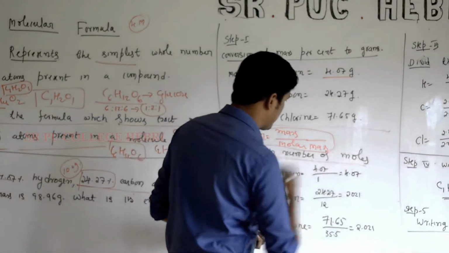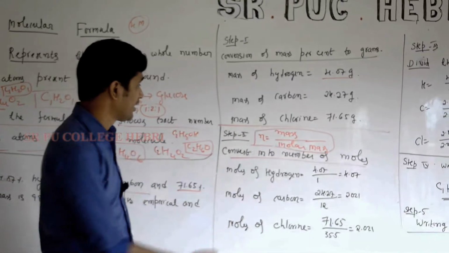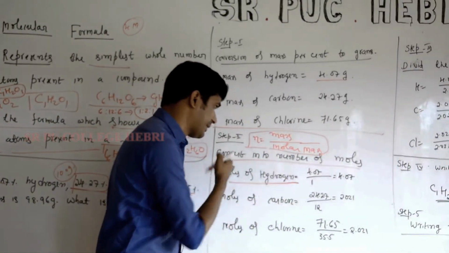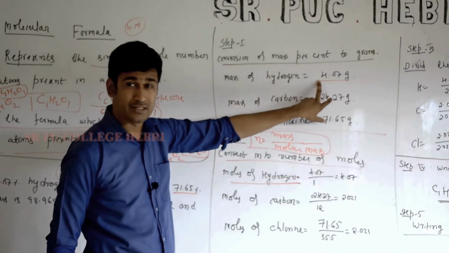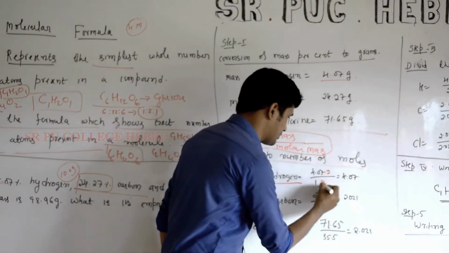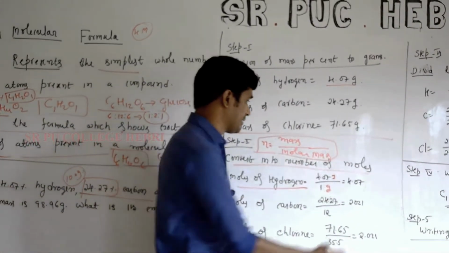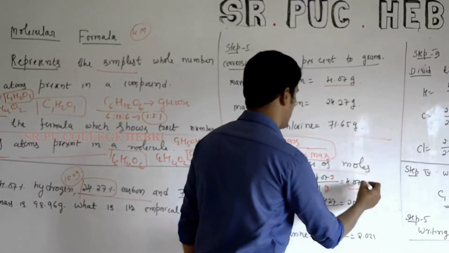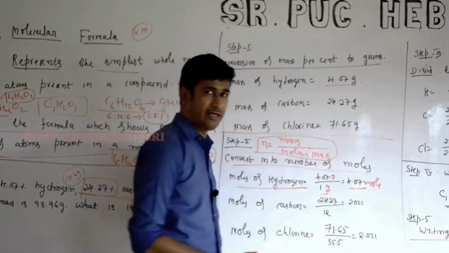Convert into number of moles. You have to convert these masses into number of moles. How? Number of moles of hydrogen is equal to mass of hydrogen, 4.07 gram divided by, if you want, you can write the unit also, 4.07 divided by 1. So this is equal to 4.07 moles. What is this 1? 1 is the molar mass of hydrogen.